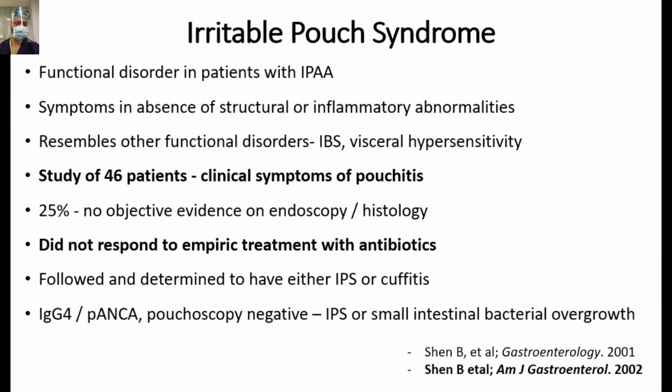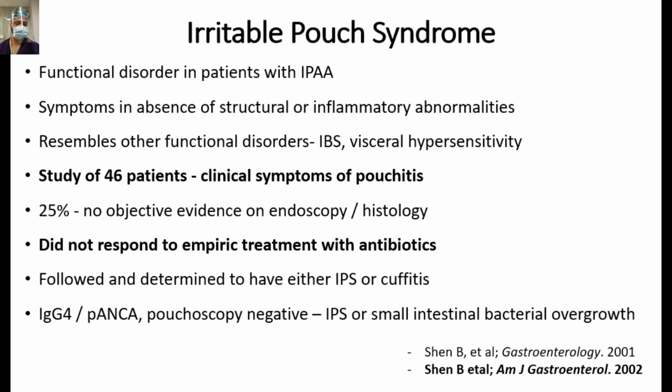Another entity that you will come across in these patients is irritable pouch syndrome. This is a functional disorder, as we talk about visceral hypersensitivity or irritable bowel syndrome, and so there are symptoms in the absence of any objective inflammation or structural abnormalities. It is a primary disorder of unknown etiology, and there are no actual findings in the pouchoscopy.